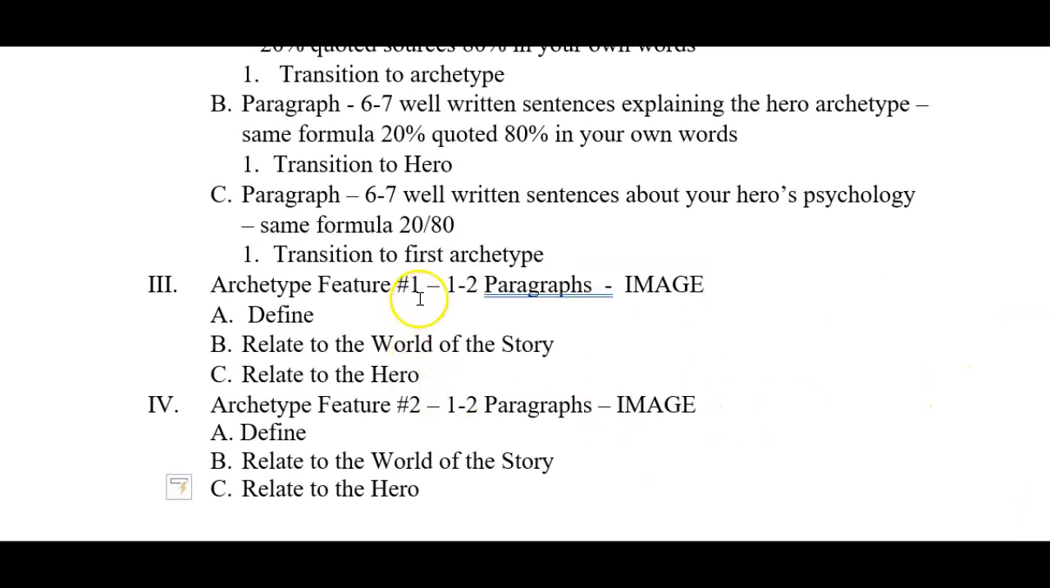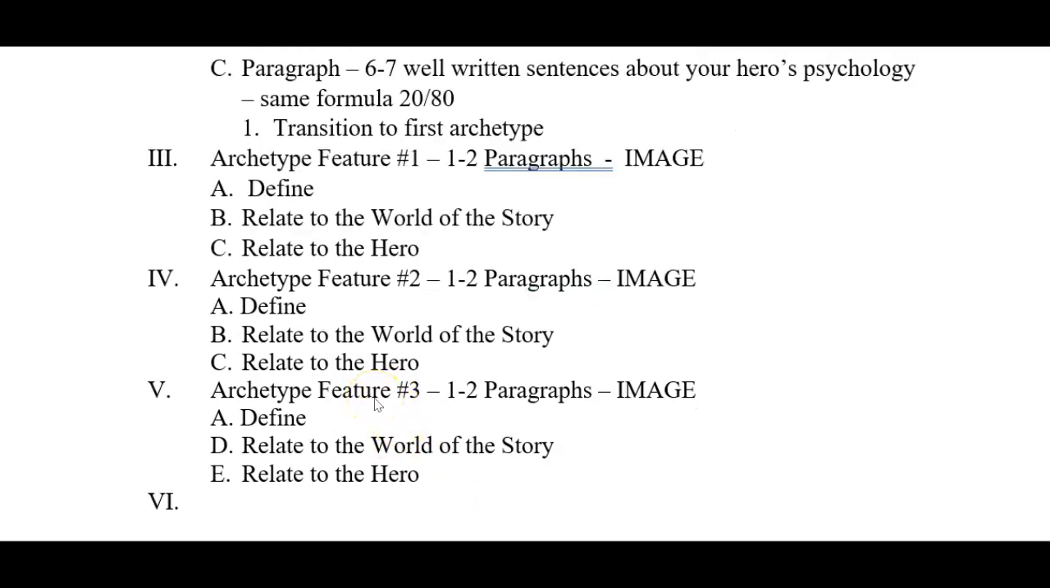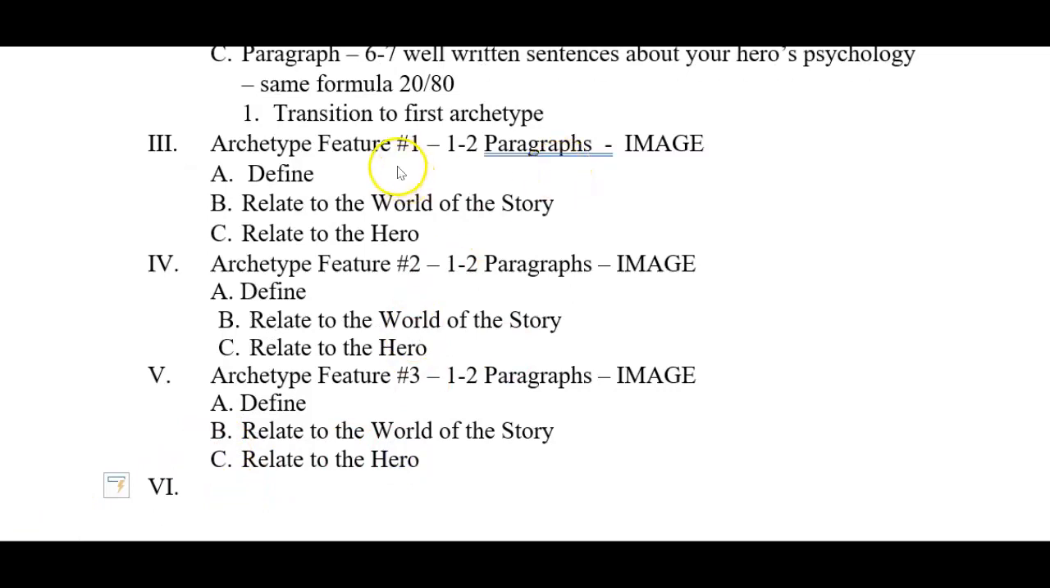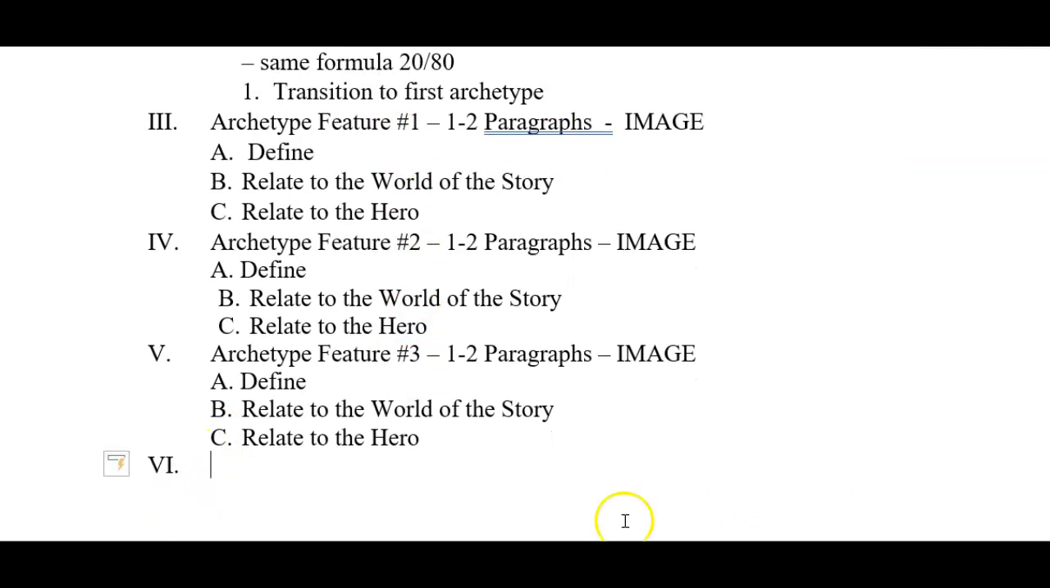So we had archetype feature number 1, archetype feature number 2, and now what do I need to add? Archetype feature number 3. A tragic hero dies a very public, very humiliating death. And it messed up my format again. And now we have the structure. Feature number 1, 2, 3. And now we're ready for the last section of the essay. What is that section? That's right.